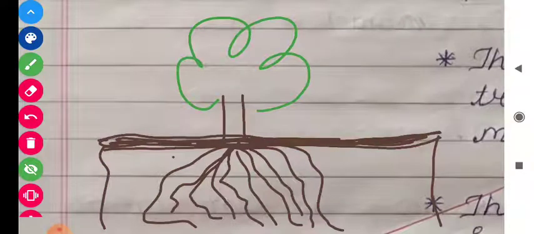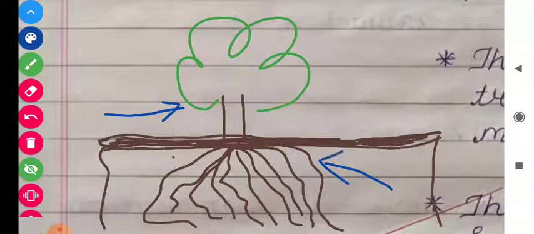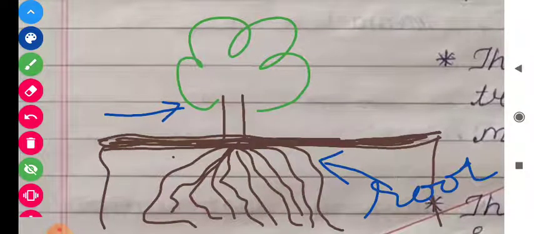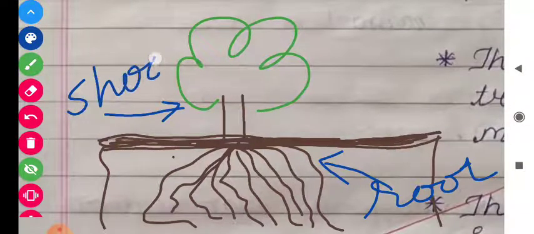Students, there are two basic components inside the plant. The first part that we need to discuss is the root part, or the root system. Roots are the component of the plant that grows inside the land, while the shoot system is the part which grows above the land.